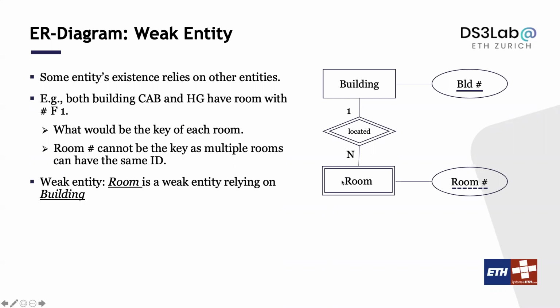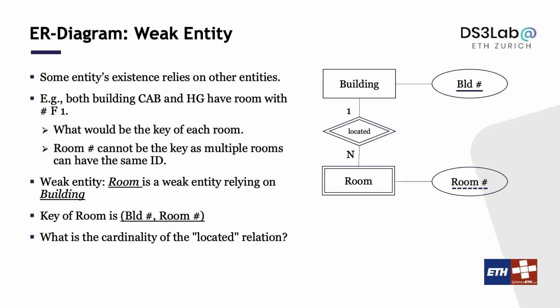That is, whenever I try to identify a room, it's always a combination of two values: the building number, the key of the strong entity, and the key of the weak entity. So the combination of them is going to identify a room. Here the key of the room is going to be building number and room number.